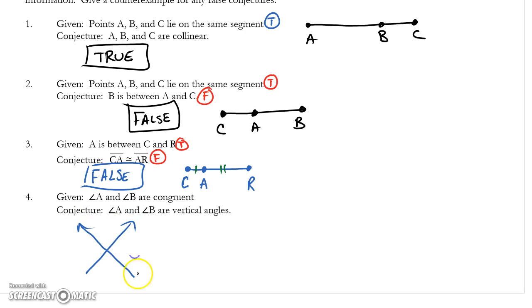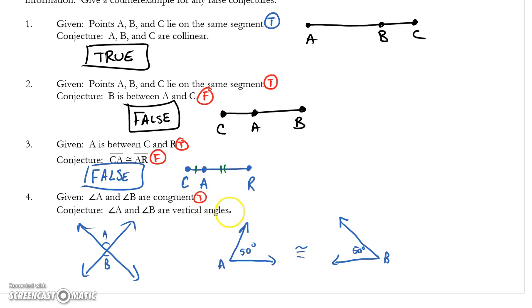I can come up with an example. Here's my example where that's true. But what if I did this? And I said, here's angle A. It's 50 degrees. And then I came over here and I said, here's angle B. It's also 50 degrees. They're definitely congruent, so that makes my given statement true, but they're not vertical angles because they are not formed by intersecting lines. So this would be my one counterexample needed to prove the conjecture false.